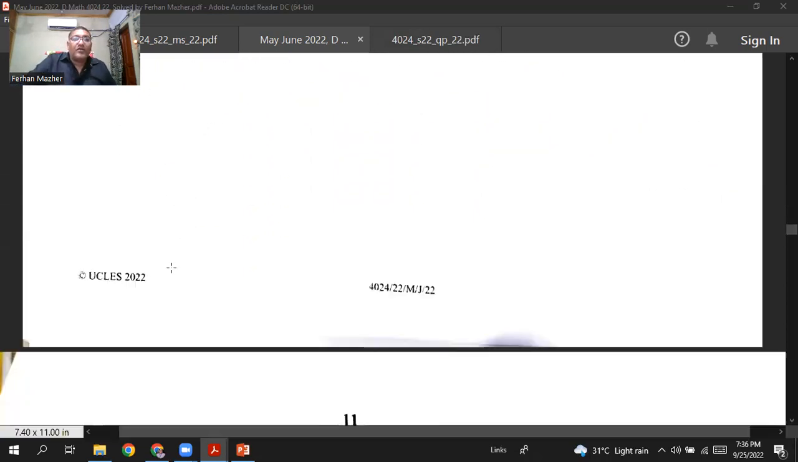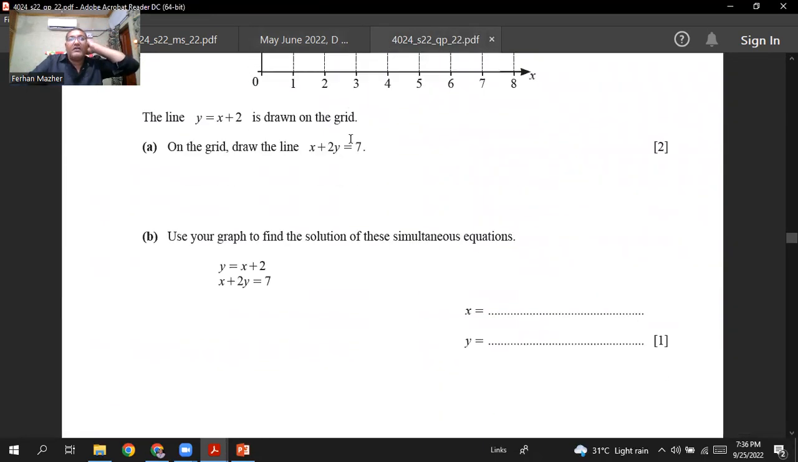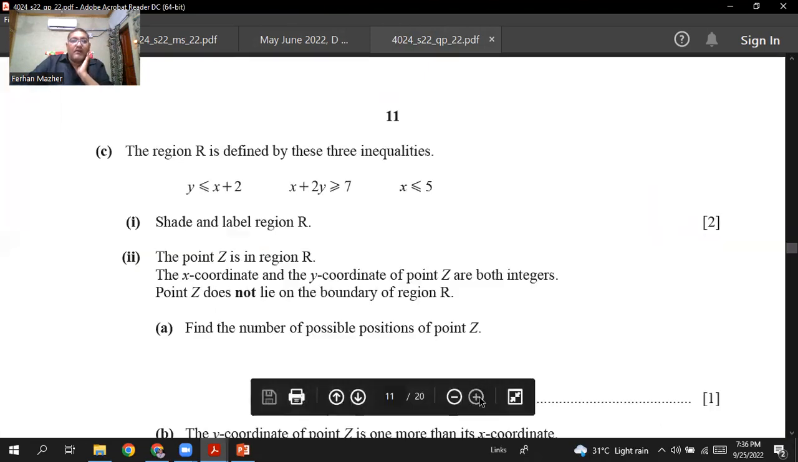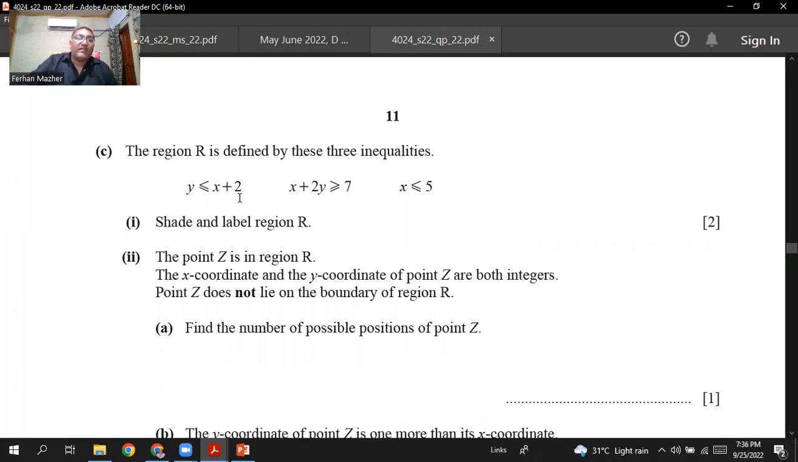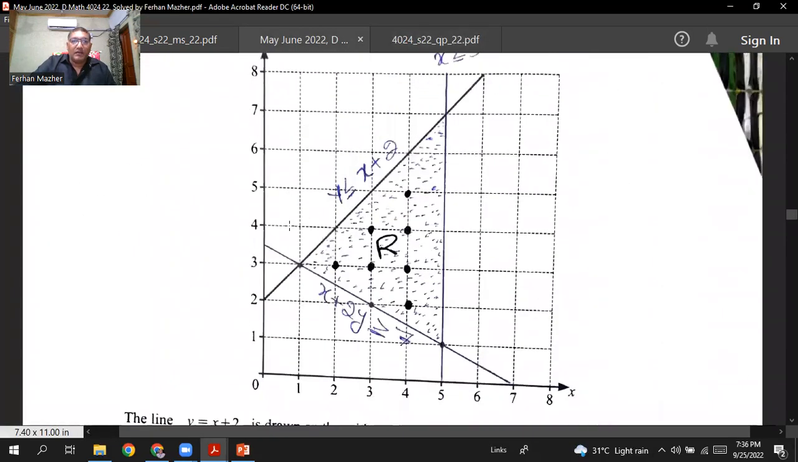Okay. So then the next part, they ask us, the region R is defined by these three inequalities. That line is already there. This means the crocodile's back is towards the positive y. So it means you have to remain below that line. So this is that line. Let me take out that graph. So you have to remain below this line, okay?